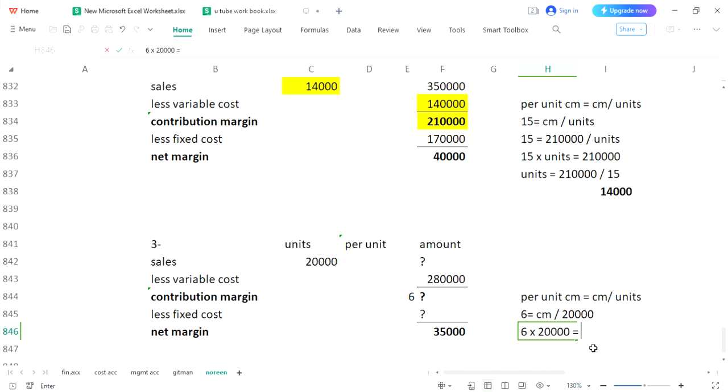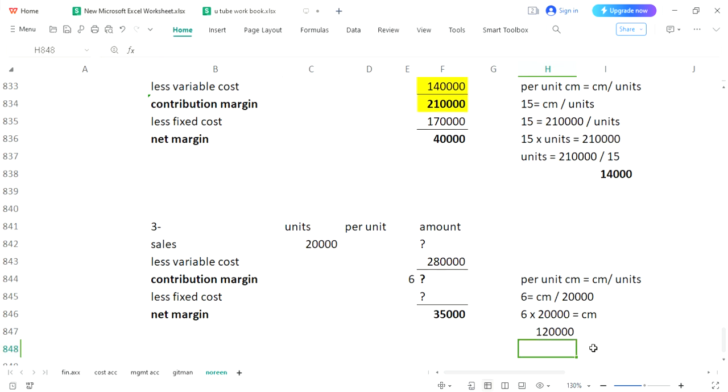What is left on the right side is CM, meaning contribution margin. It's time to calculate. 6 multiplied by 20,000, you have got your CM. So the first question mark has been sorted out. 1,20,000 is your CM. Here there was a question mark, so we can now make it a completed entry.